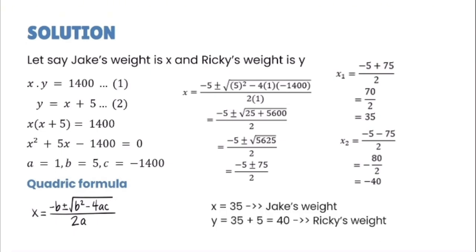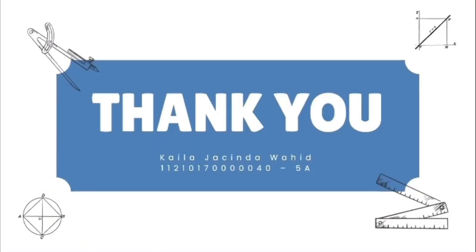Because we're talking about weight, it can't be negative. Then we take x1 for x. X is Jack's weight, so Jack's weight is 35. And Y equals 35 plus 5, which is equal to 40. Now Jack's weight is 35 and Ricky's weight is 40. That's how to solve a quadratic equation using the quadratic formula.